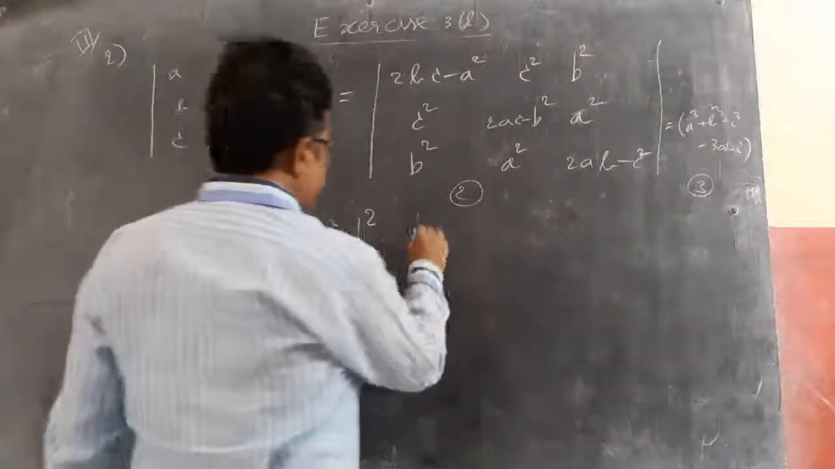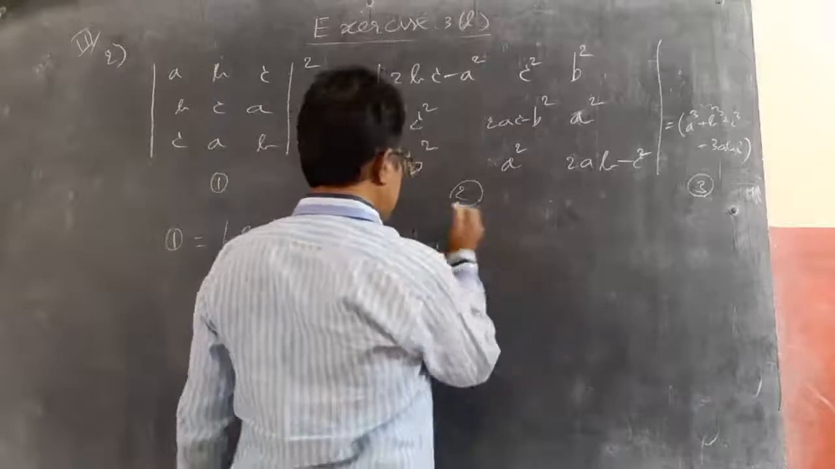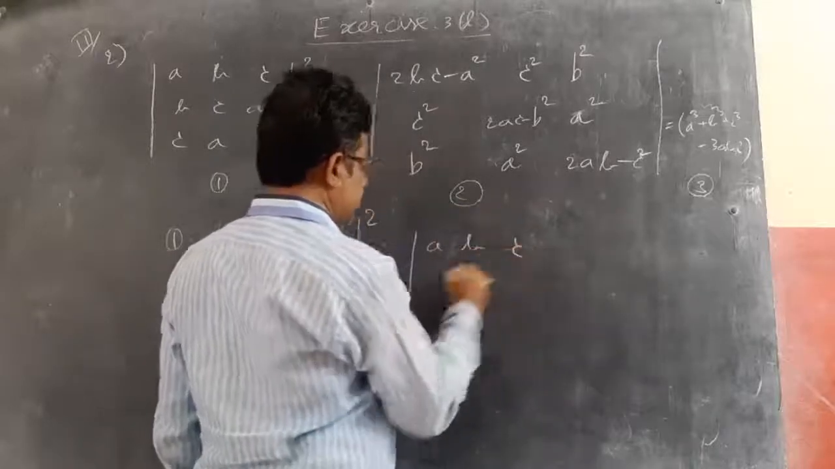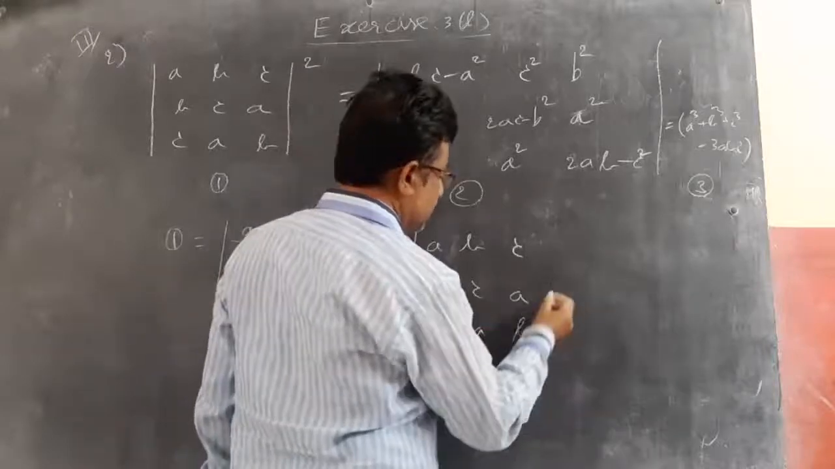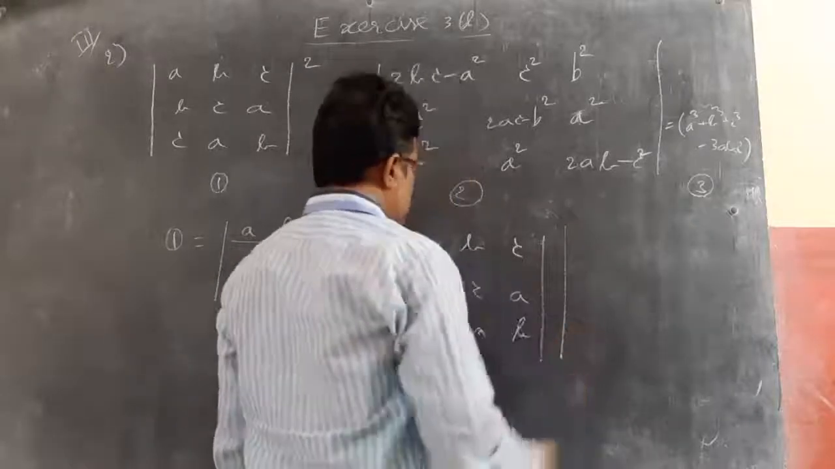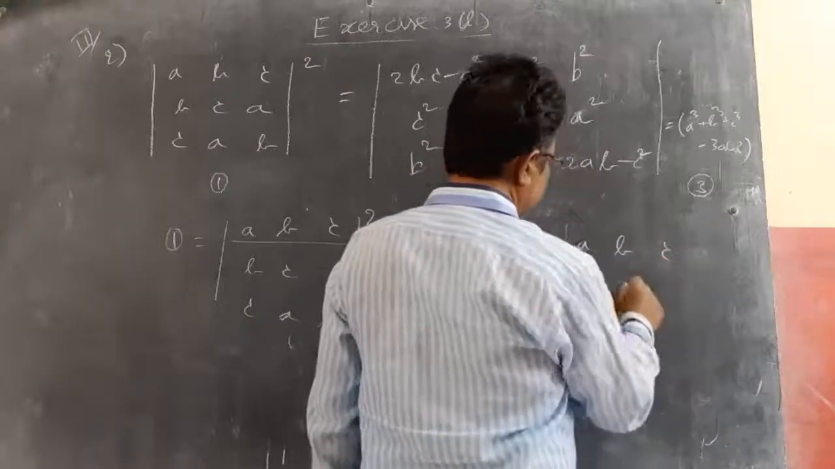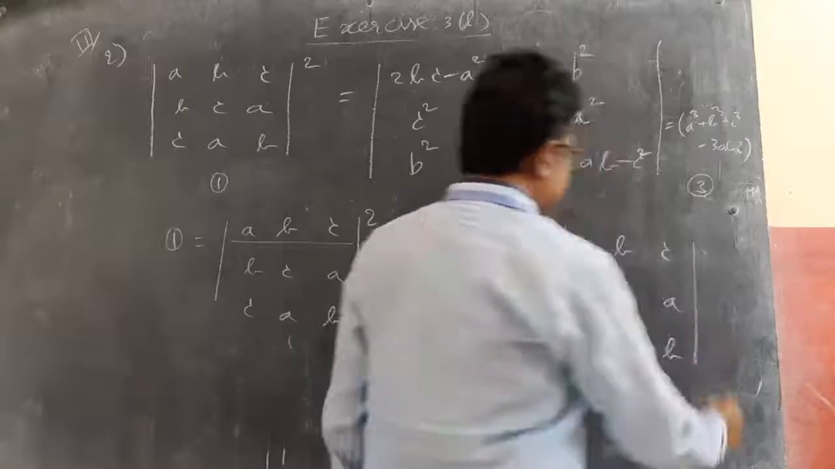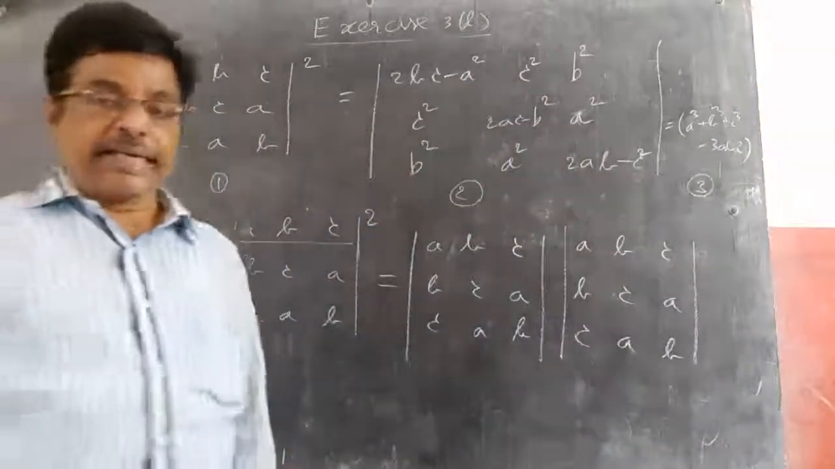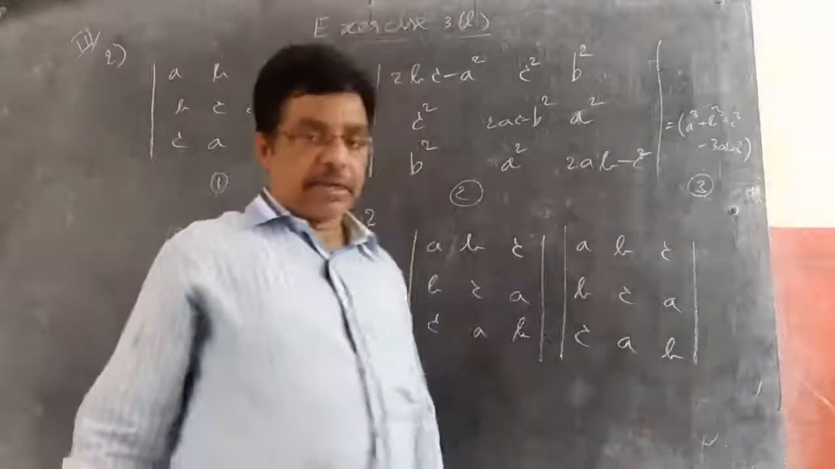So whole square equals, I can write determinant of [a b c; b c a; c a b] as is, and second, into determinant of [a b c; b c a; c a b], because det of AB equals det A into det B. So det of this square is nothing but det of this into det of this.